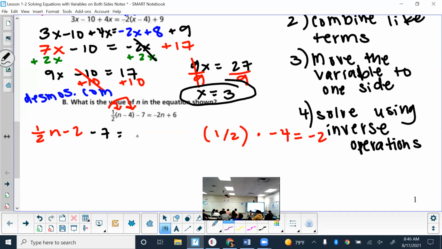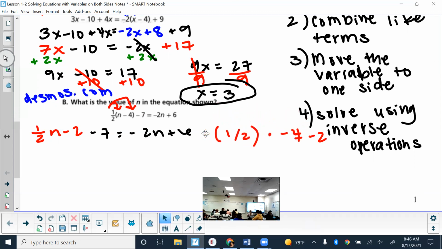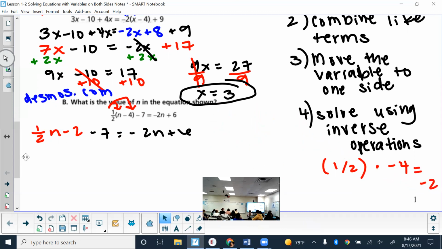All right, now I'm just bringing everything else down. All we did was distribute. What's the next step? Combine like terms. I'm gonna erase this and move this over here. Do I have any like terms to combine on this side of my equal sign? What do I combine?